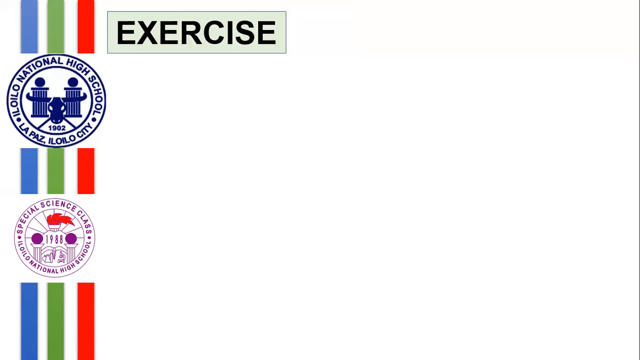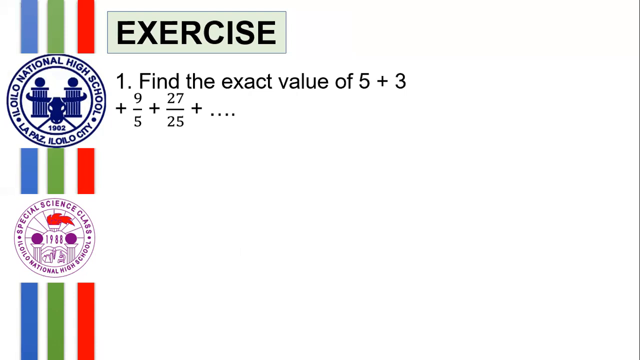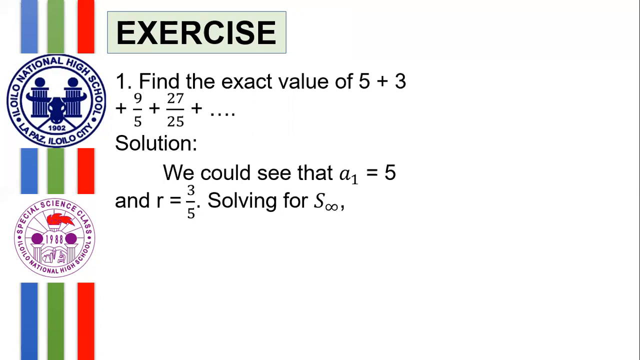Now, let's have some more exercises. Find the exact value of 5 plus 3 plus 9/5 plus 27/25 and so on. The first term here is 5. You could verify that the common ratio here is 3/5. So 3 divided by 5 is 3/5. 9/5 divided by 3 is 3/5. 27/25 divided by 9/5 is 3/5.